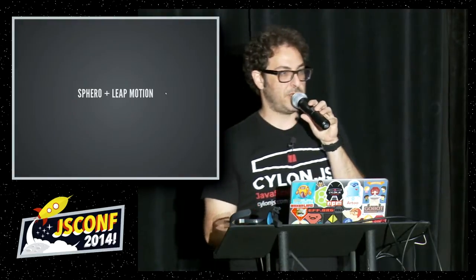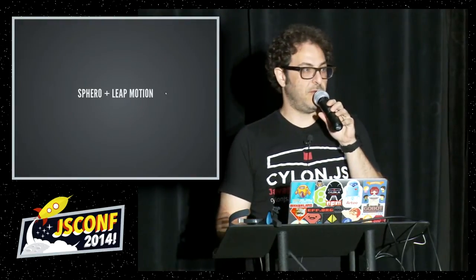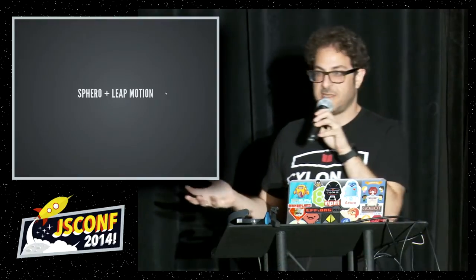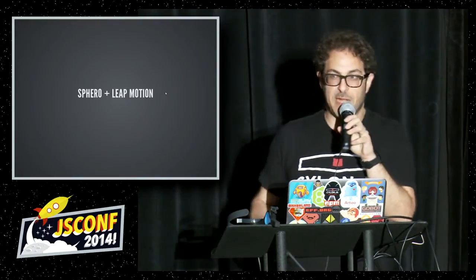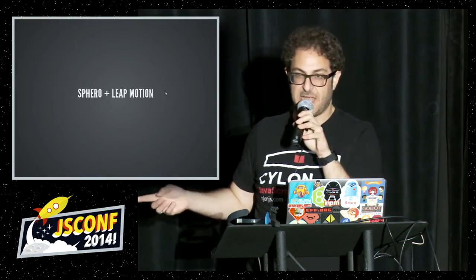Sphero plus Leap Motion. All right, so a bunch of people have seen the Sphero. It's a very cool, we call it the minimum viable robot. It is a toy. It looks like a toy. It is, in fact, a toy. But it does have a few interesting characteristics. One of them, it has input. It has a built-in accelerometer, so we can detect collisions.